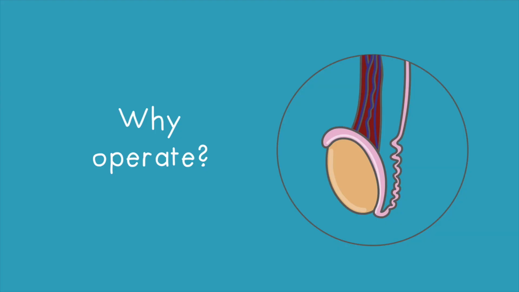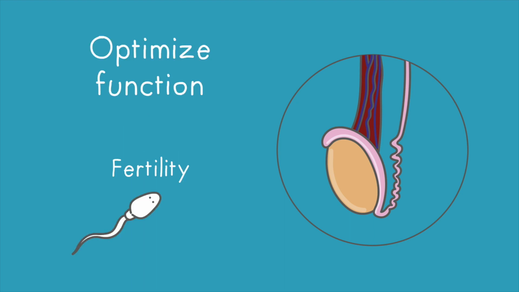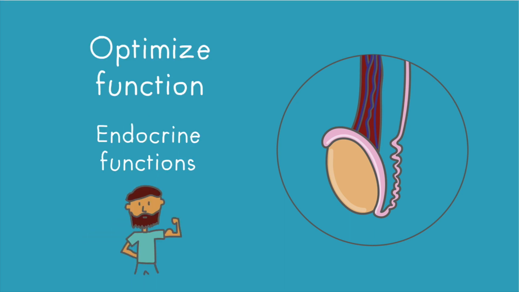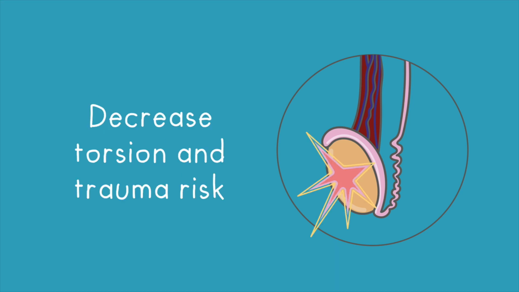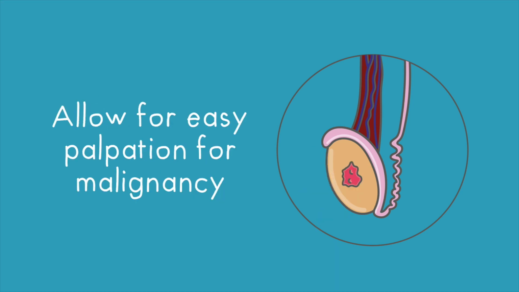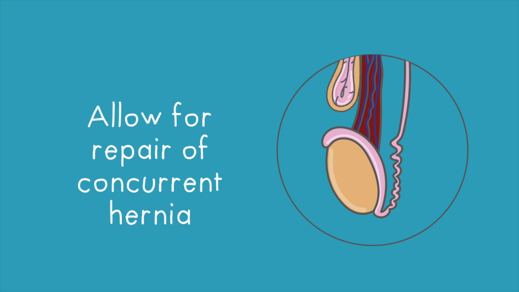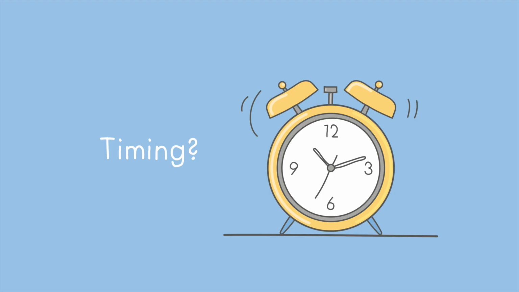In the case of undescended testicles, testicular malposition can result in decreased spermatogenesis, decreased endocrine function, increased risk of testicular torsion and trauma, increased risk of undetected testicular malignancy, and increased risk of undetected inguinal hernia. Remember to assure parents of patients with an undescended testicle that in the case of unilateral undescended testes, fertility is not impacted.